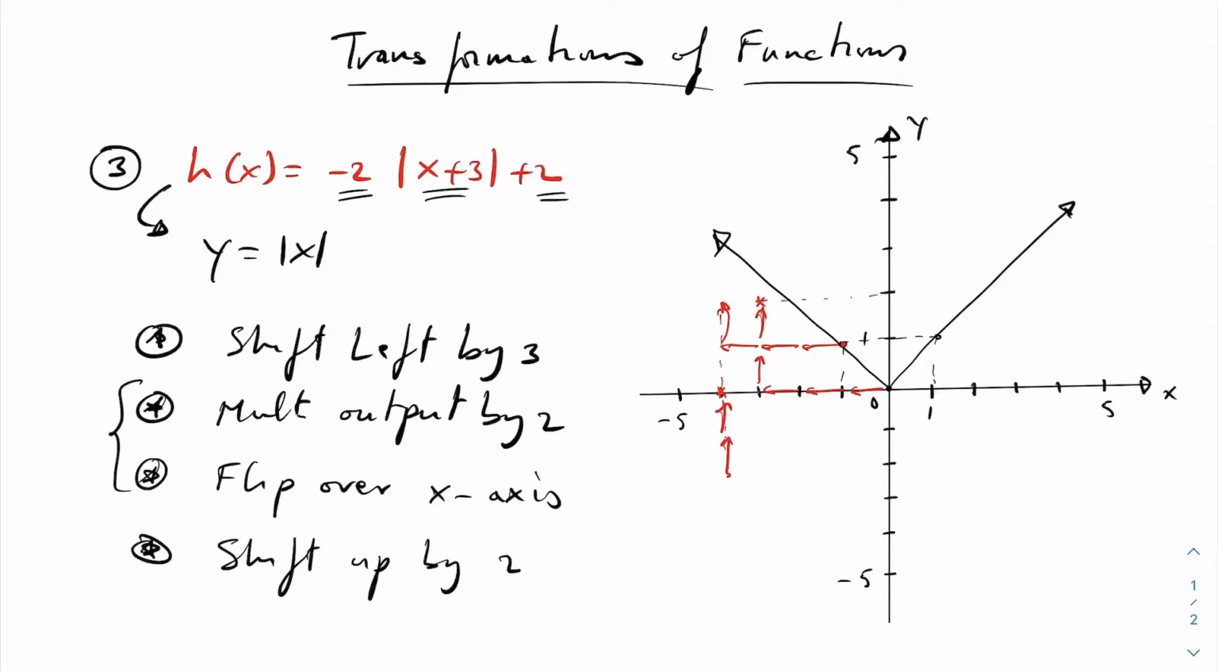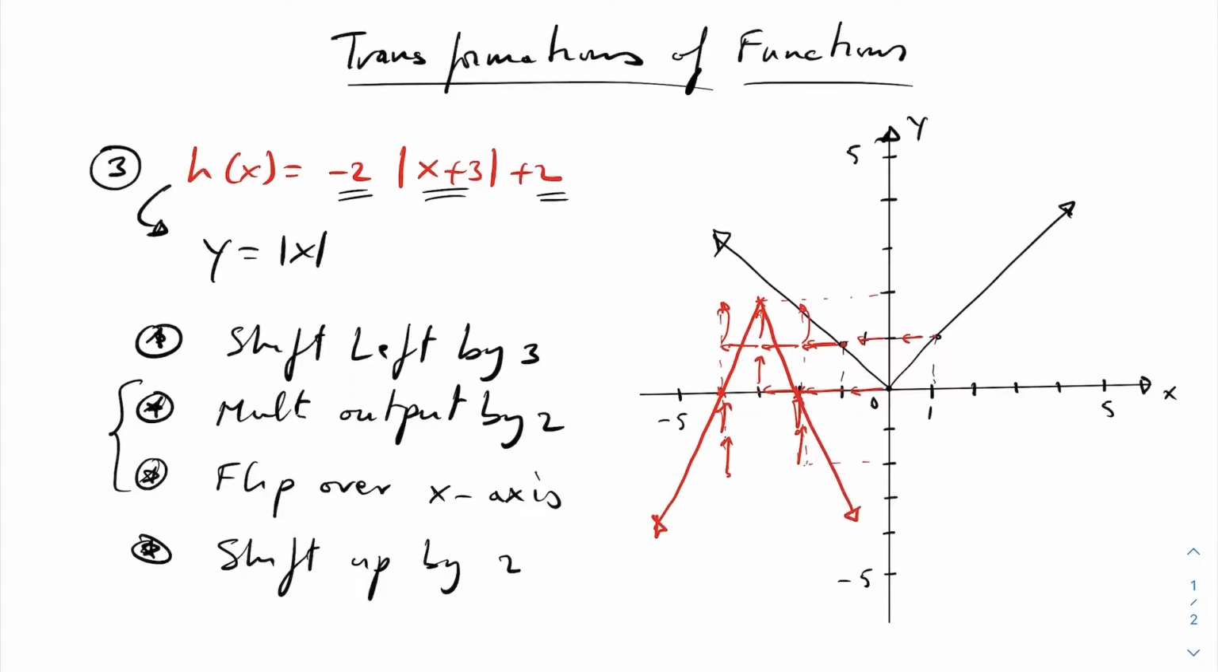Okay, and the last point of coordinate 1, 1 will be shifted also to the left by 3. Then we can multiply the output by 2, flip it over the x-axis, and then shift it up by 2, which would give us the point of coordinate negative 2, 0. Finally, we can connect all these points, keeping in mind that we are doing an absolute value function. And so we're going to have the same shape here as the parent function.